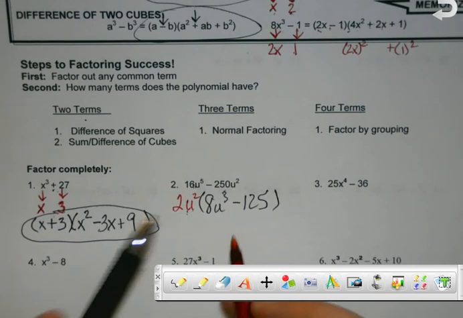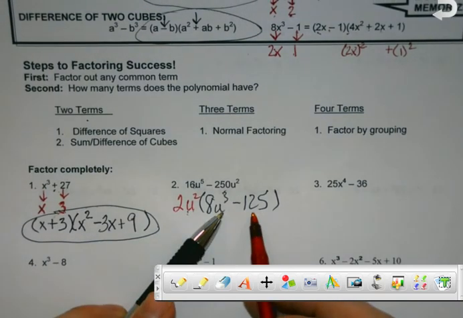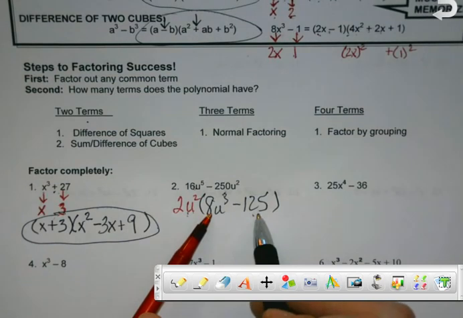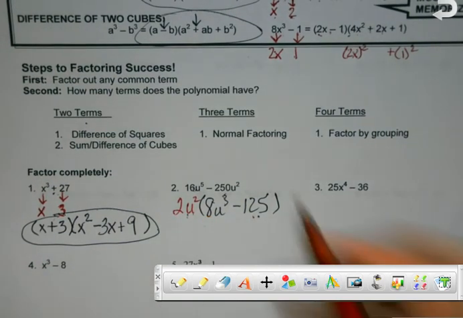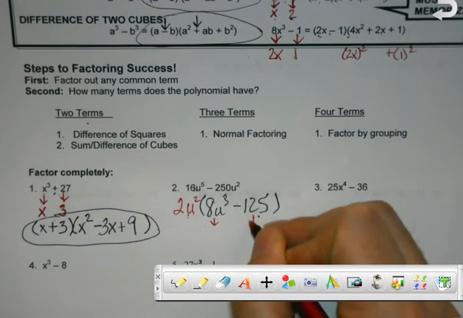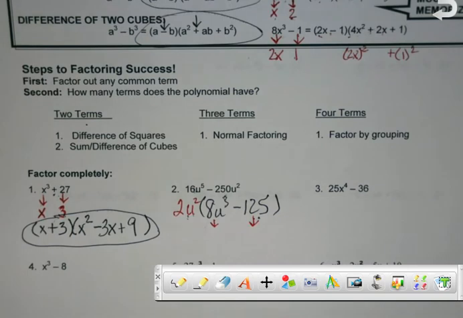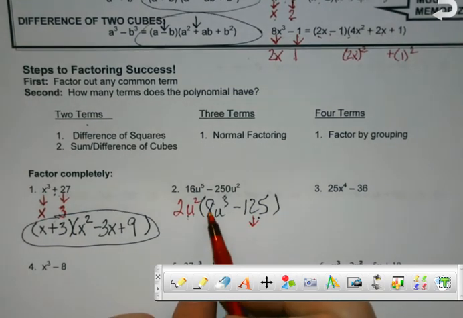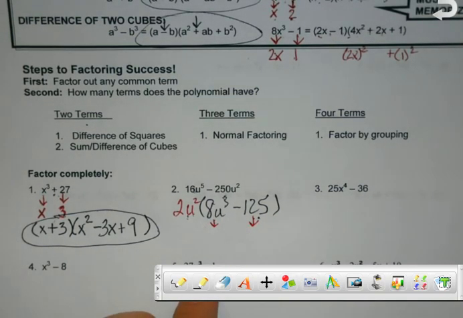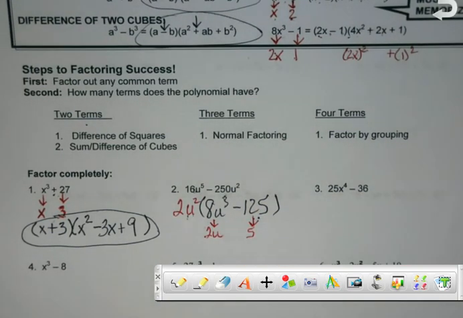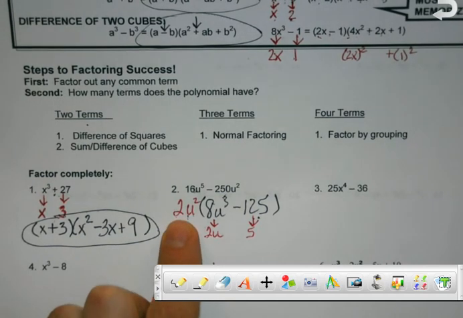Okay. So now that I'm here, I have to look at what's in the parentheses and go, okay, can I factor that? Ooh, perfect cube and perfect cube. So now I'm going to take the 8u cubed and the 125, and I'm going to see, okay, what do I cube to get each of those? So, what do I cube to get 8u cubed? Okay, 2u. And to get 125? 5. Okay, I'm going to ignore what I pulled out here, just for the time being.